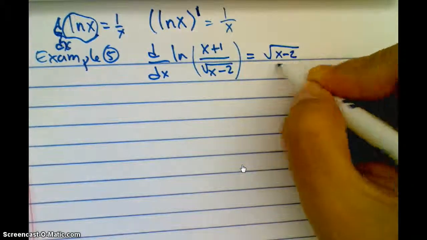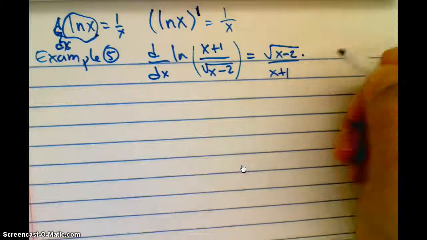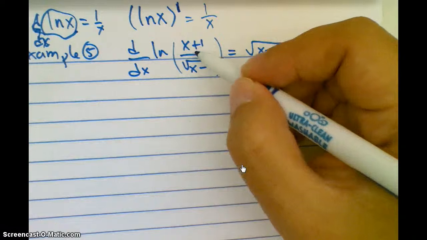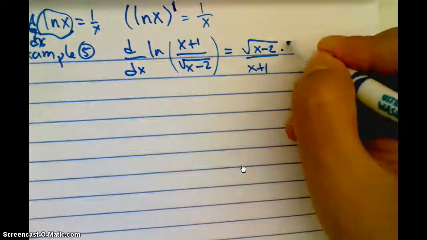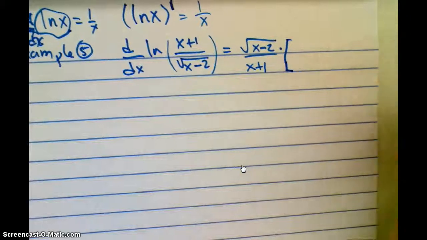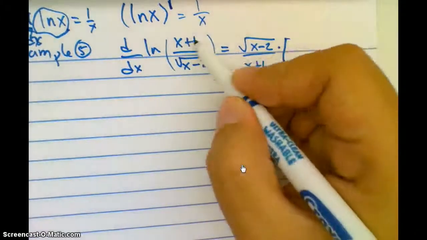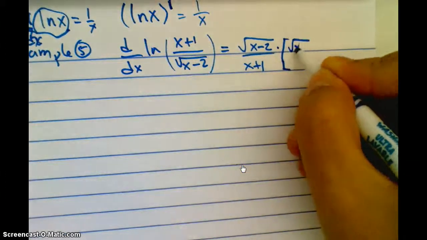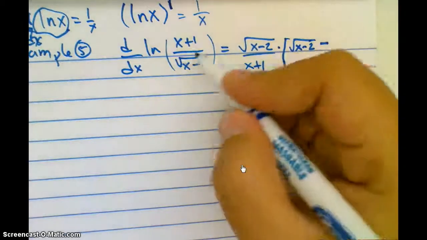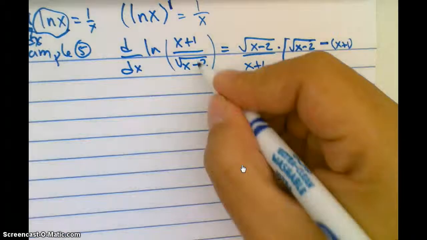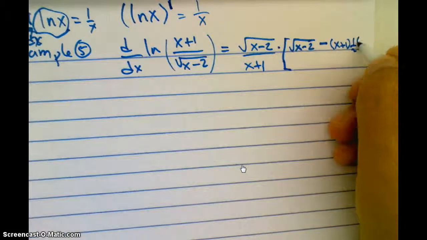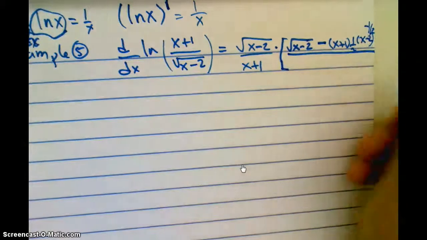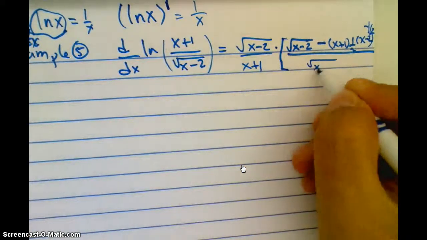So I have square root of x minus 2 over x plus 1, and then the chain rule will tell me to take the derivative of the inside. Now the inside happens to be a quotient, so I have to apply the quotient rule. So I know that some giant expression is going to come after that, so I'm just going to put brackets. Derivative of the top will be 1 plus 0, which is 1, times the bottom, so I just have square root of x minus 2, minus the top times the derivative of the bottom, which is 1/2 x minus 2 to the negative 1/2. This is awful. Over the bottom squared, so square root of x minus 2 squared.